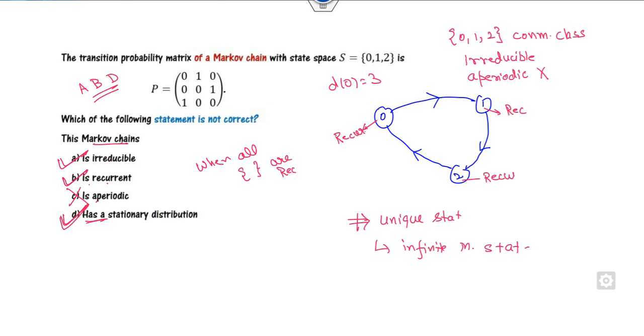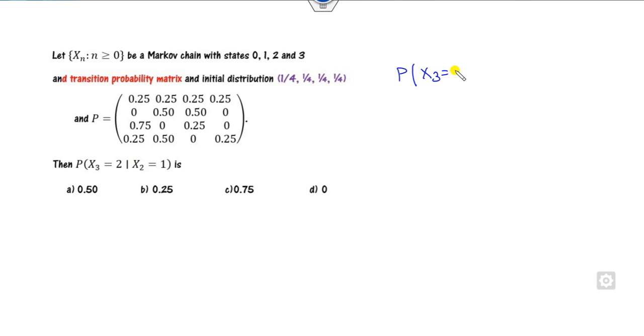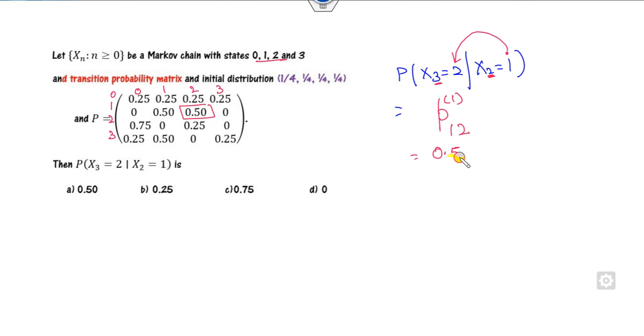Okay, now look at the conditional probability. X3 equal to 2, conditioned on X2 equal to 1. Whenever there is a conditional probability, start from here to this. You can write this as 1 to 2. What is the time period? 1. So it is 1. So what is the 1, 2? So states are 0, 1, 2, 3. So 1 to 2, 1 to 2. So this is the answer of this problem.